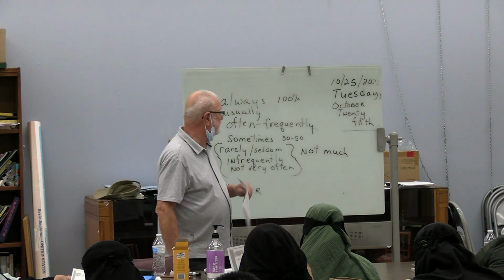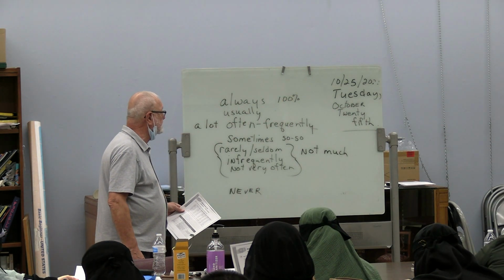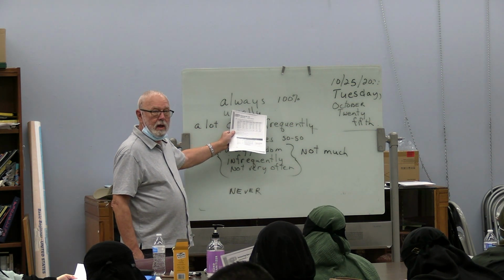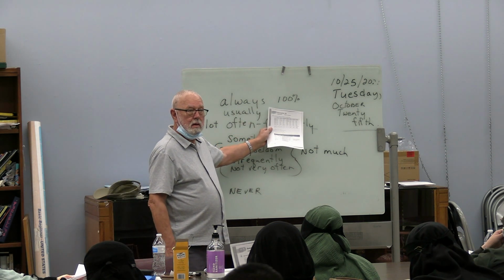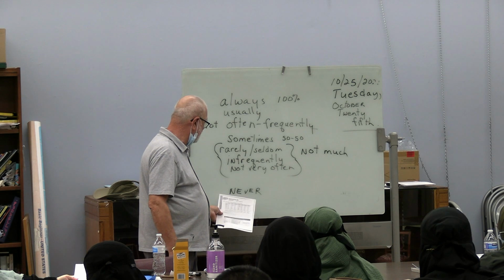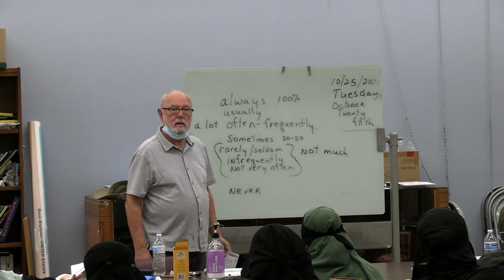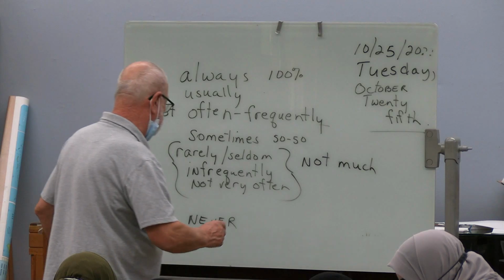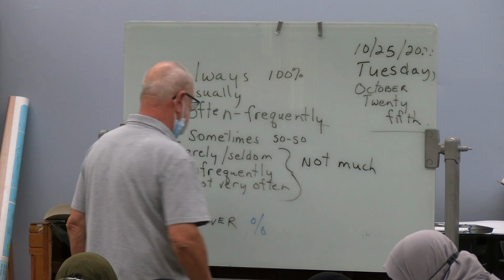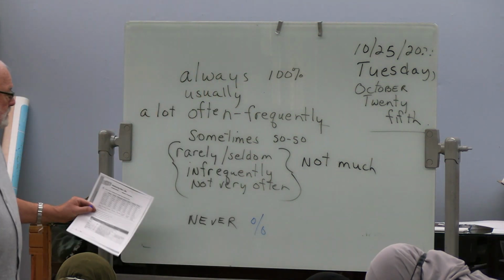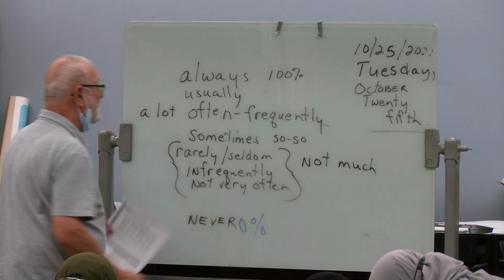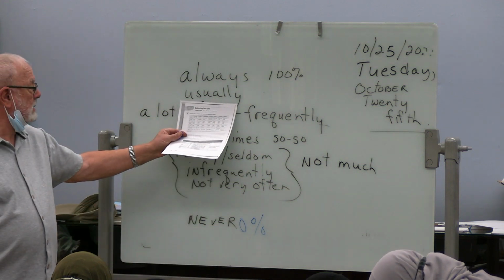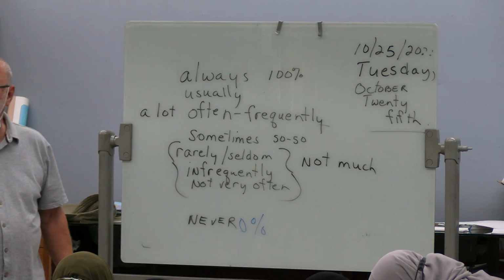Frequency words. Let's take a look up here. Always, what does always mean? 100%. Never means what? 0%. Now we have some things in between. Usually, what does that mean? Most of the time, about 50% or more.